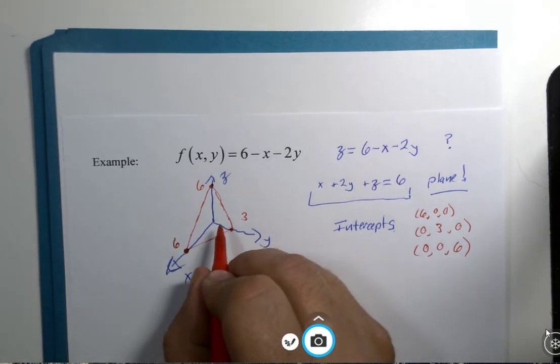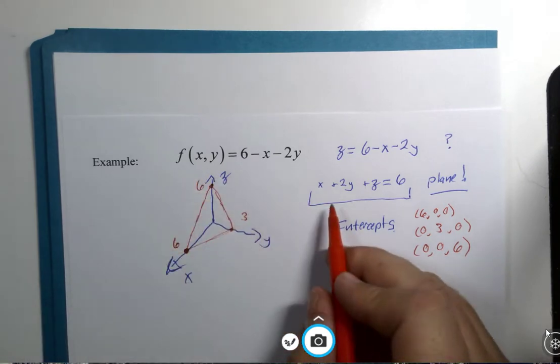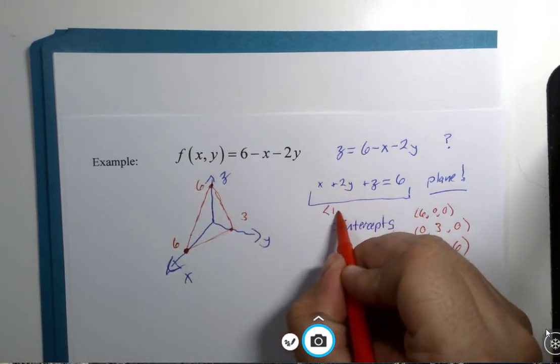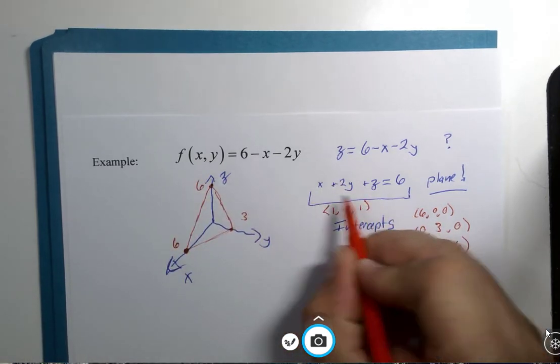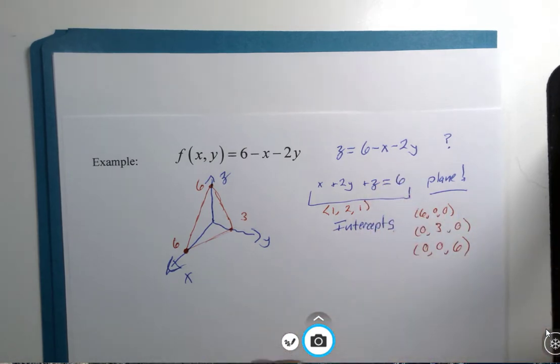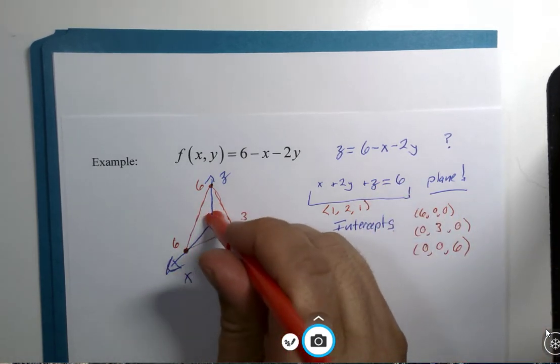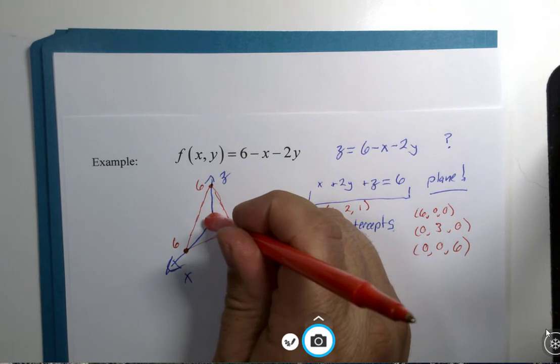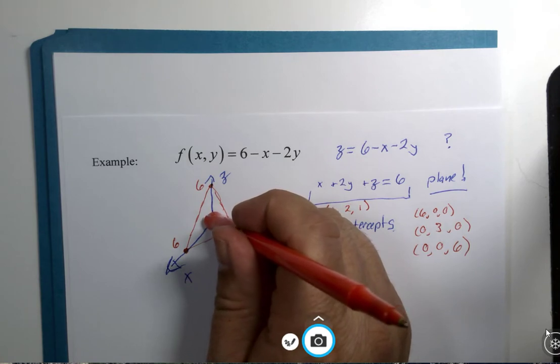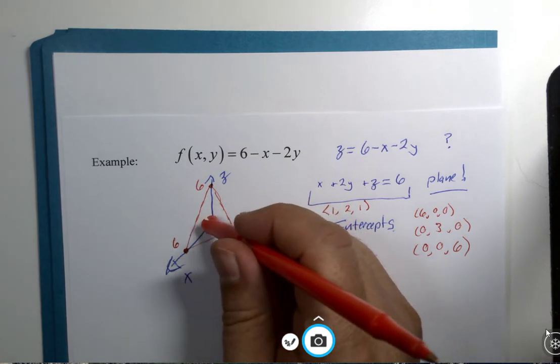So this is the representation of a plane, and the coefficients 1, 2, 1 in front of these variables represent what was called the normal vector that is orthogonal to every vector on the plane. It is called normal to the plane.